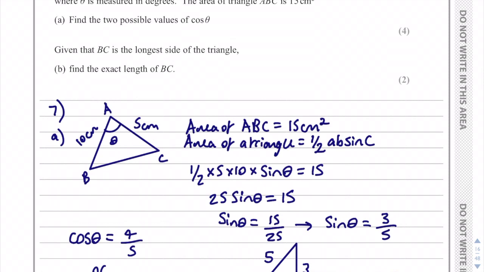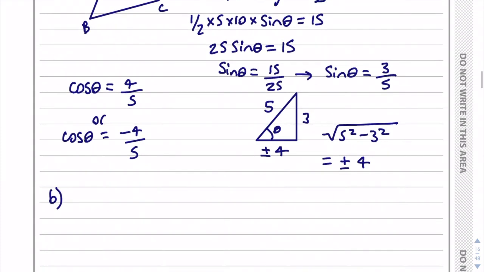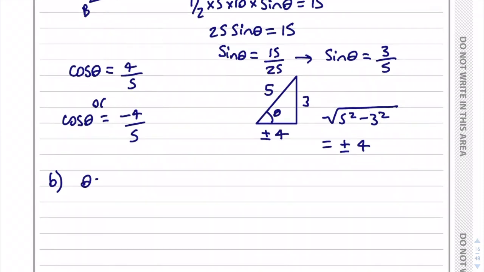And then part B says, given that BC is the longest side of the triangle, find the exact length of BC. Well, if BC is the longest side of the triangle, that means that it's also going to have the longest angle, which is opposite the side length of BC. So what we can do is we can work out our values for theta by taking the inverse of cos of both sides. So we get the inverse of cos 4/5. Remember, your calculator has to be in degrees, and that simplifies to 36.87 degrees to 2 decimal places.